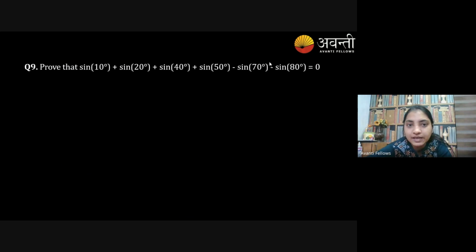Next question is sine 10 degree, sine 20 degree, and just look at the question. We can't apply any series. It's not applicable for the series because the difference between the angles is not the same. Clear?